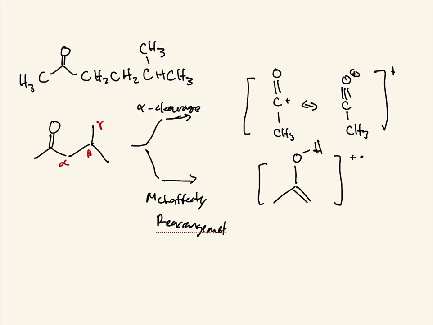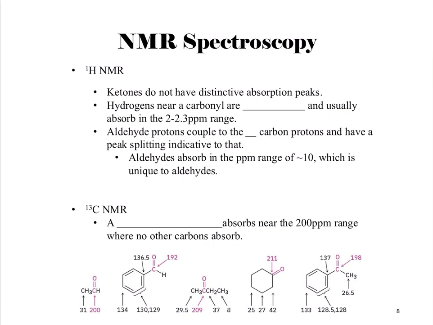Okay, so that would be it for mass spec. The next thing we're going to talk about is NMR spectroscopy, which is probably our most powerful tool in structure identification and compound identification. And so with H1 or proton NMR, ketones don't really have a distinctive absorption peak compared to aldehydes, because if we have an alpha carbon there, those tend to be a little bit deshielded, but there's no associated proton that distinguishes a ketone from an aldehyde.